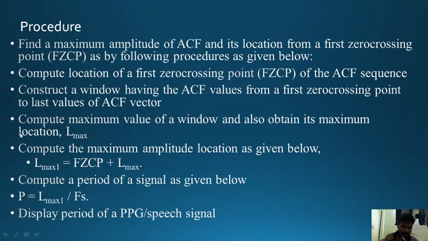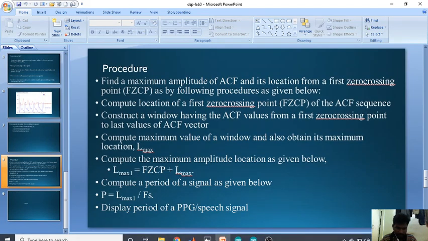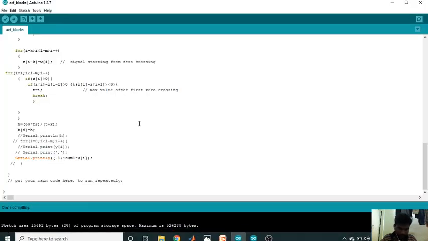And to compute the pitch period, we have to follow this procedure. Find the maximum amplitude of the ACF and its location from the first zero crossing point, following the procedures given below. Compute the location of the first zero crossing point of the ACF sequence. So I will show you the code.